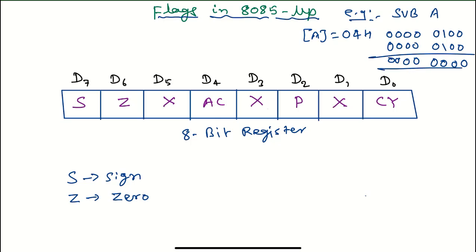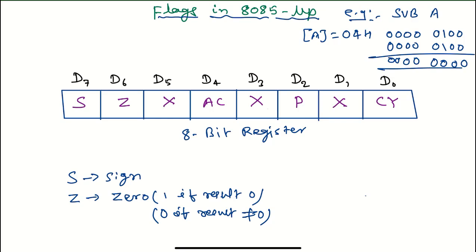So the zero flag will be set when the result is zero. If the result is non-zero, which means it might be positive or it might be negative, then the zero flag will be reset. So we can say the flag will be 1 if the result is 0, and it will be reset if the result is not equal to 0. This is the functionality of the zero flag. Now let's see the D5 bit, which is shown here as a cross.